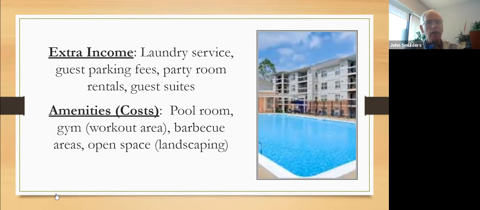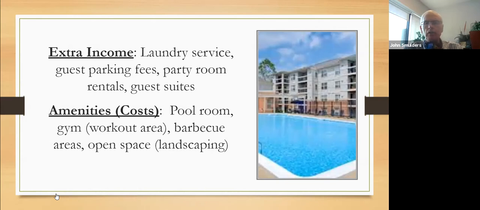What else do they got? Is there guest parking fees? Is there a party room that people can rent? Sometimes there's guest suites in places, a couple of 1 bedrooms or even bachelor units that people can rent out for their guests, and they can be definitely extra income. Of course, that'll be on the net operating income statement if there are things like this. Should be anyways. Maybe not the laundry because it's cash, but the rest of it should be.